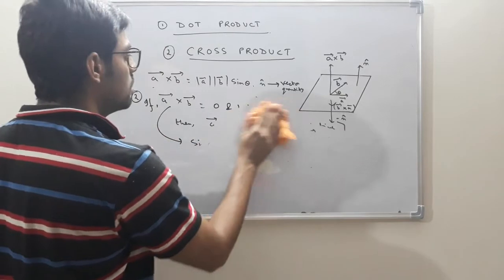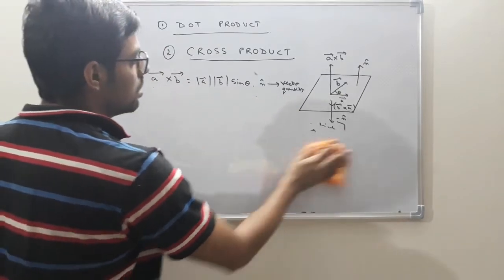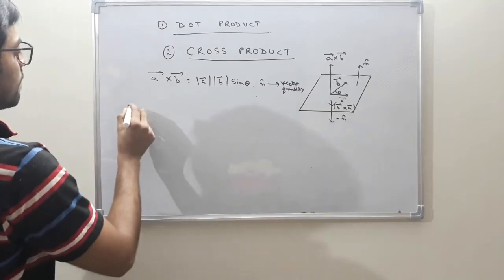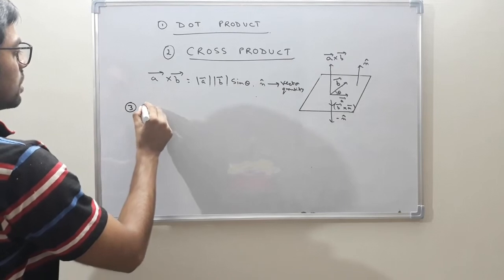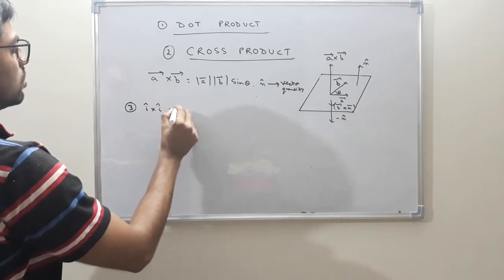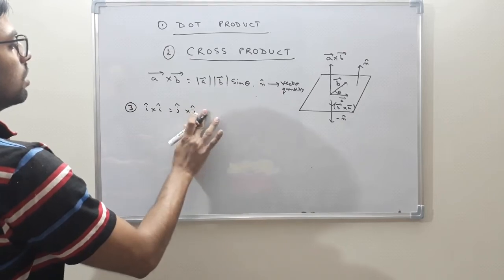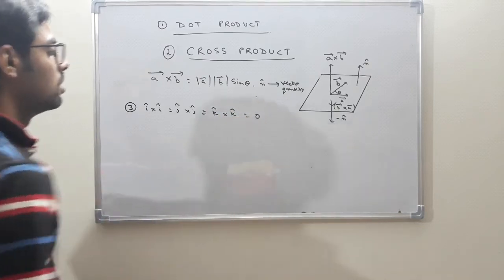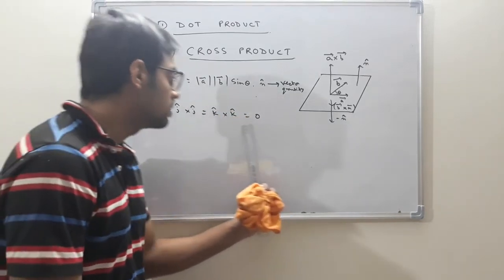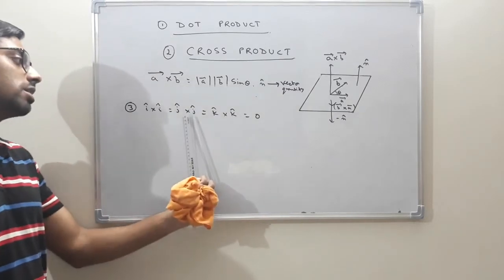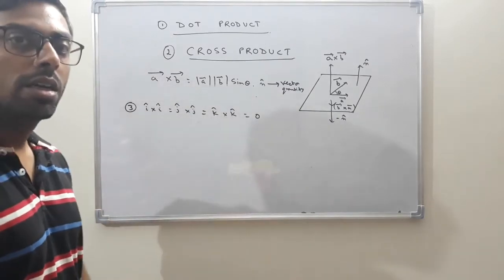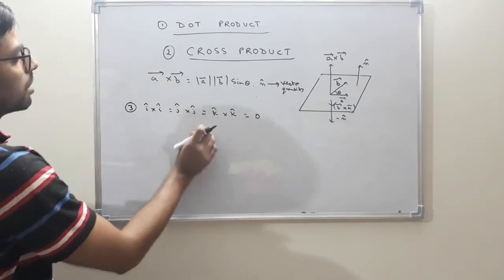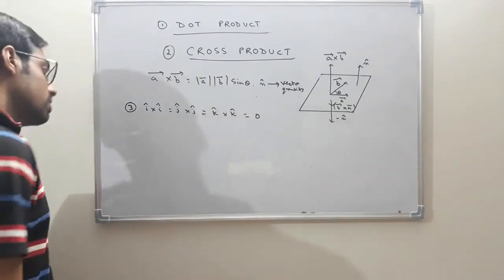Thirdly, we have I cross I equal to J cross J equal to K cross K equal to 0. Because I hat is in the x direction, J hat is in the y direction, and K hat is in the z direction. Therefore, the angle between them is 0, and thus we have I cross I equal to J cross J equal to K cross K equal to 0.